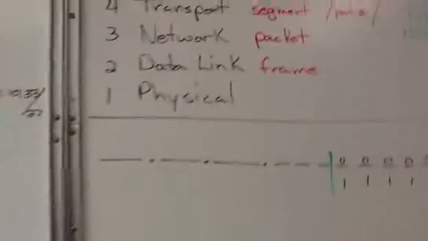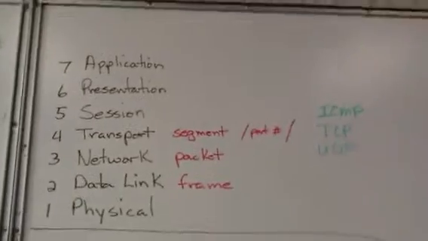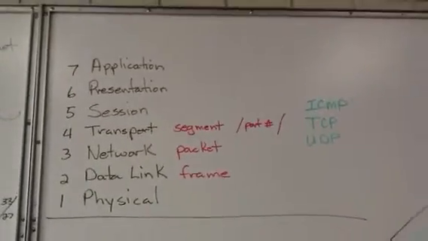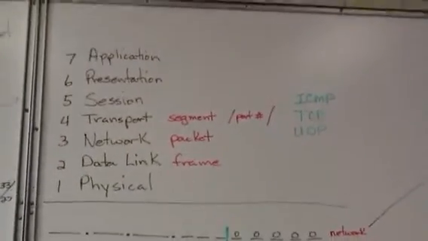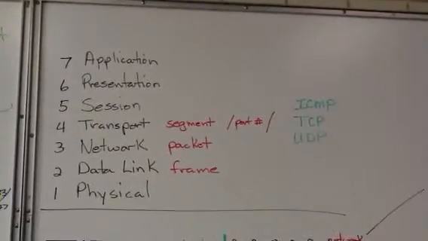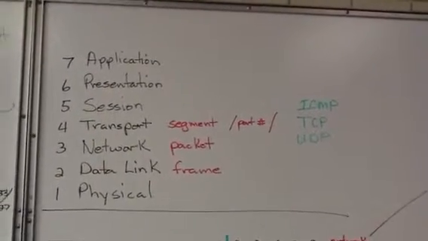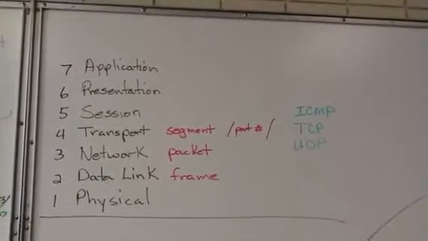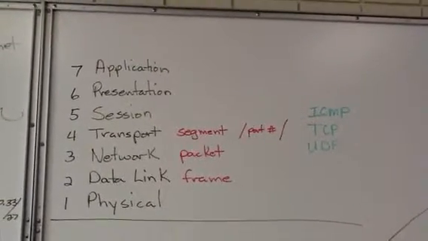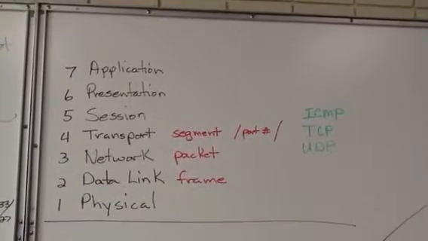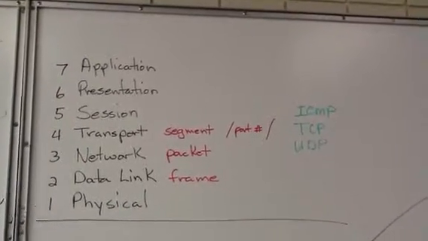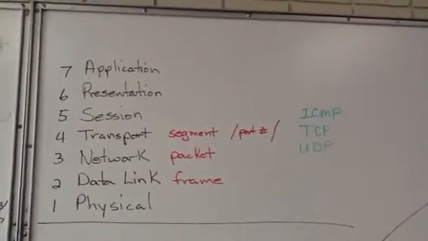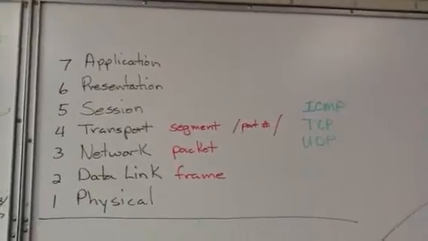So, first thing we did, we talked about the OSI model. We reviewed all the layers, we reviewed segment, packet, frames, port numbers, ICMP, TCP, UDP. So when we're transporting, we can decide which of those it's using, plus others, but those are the ones we talked about.